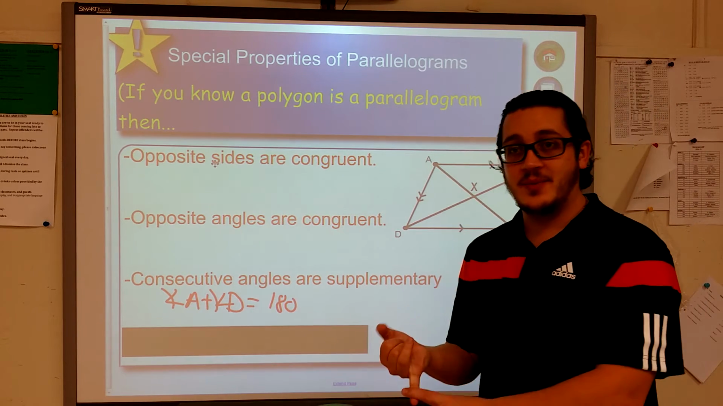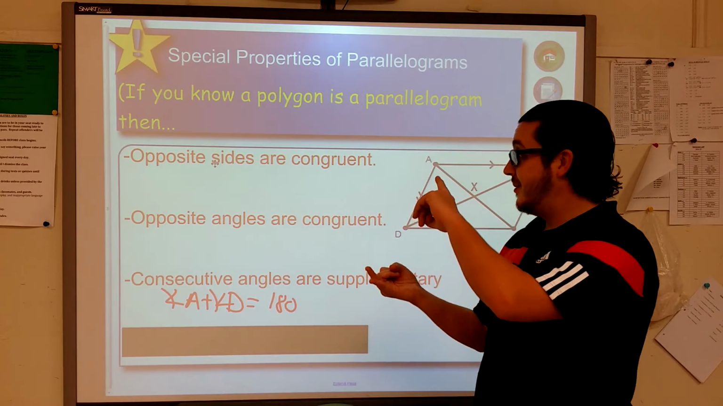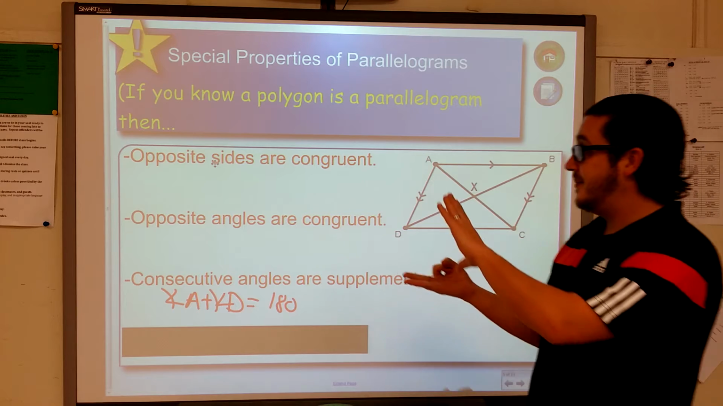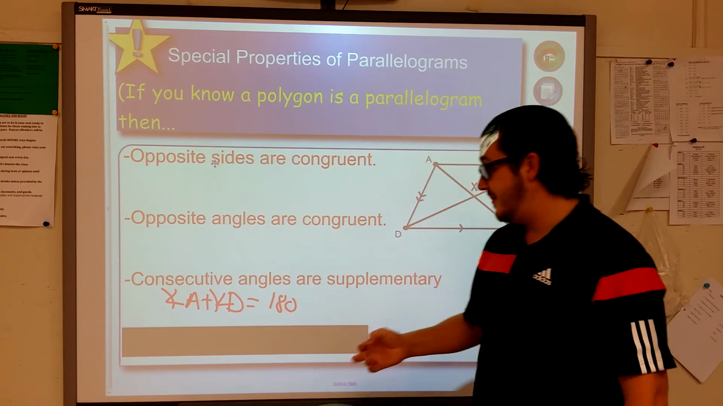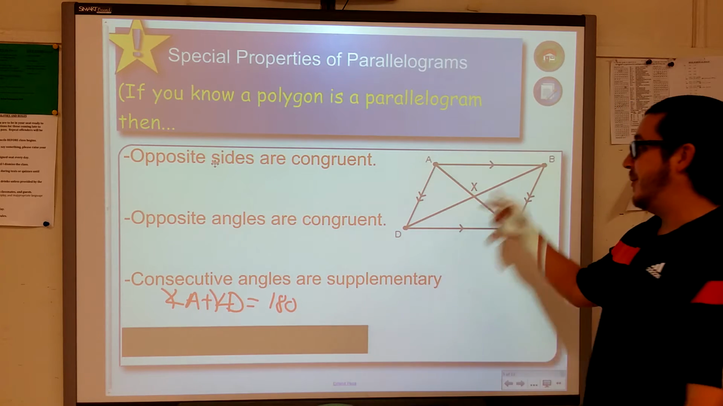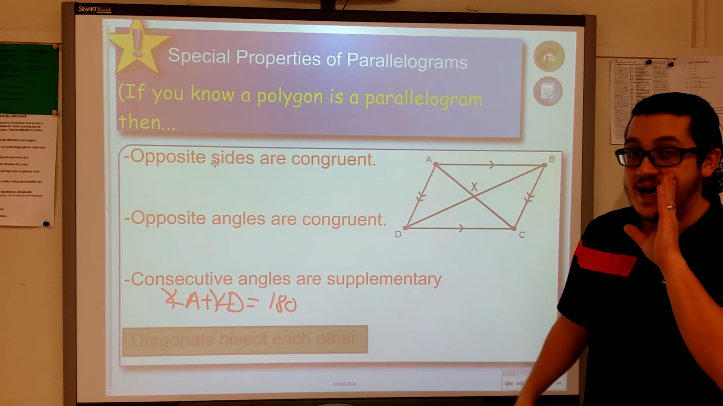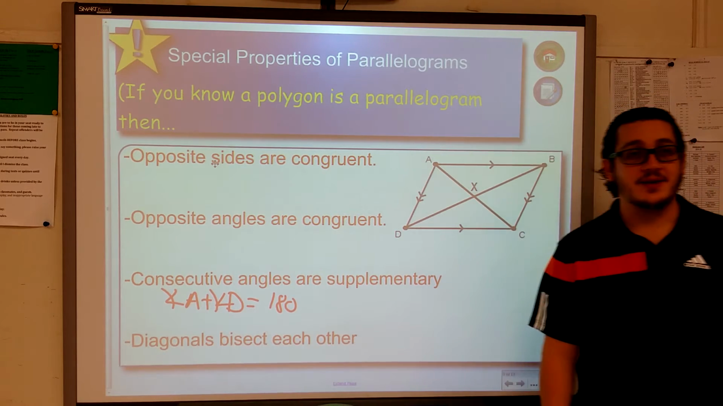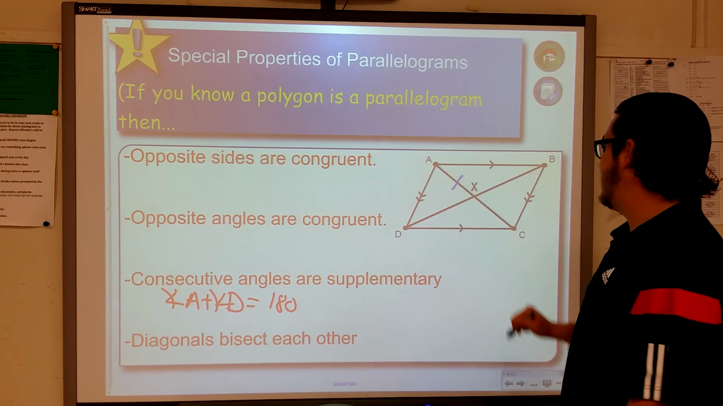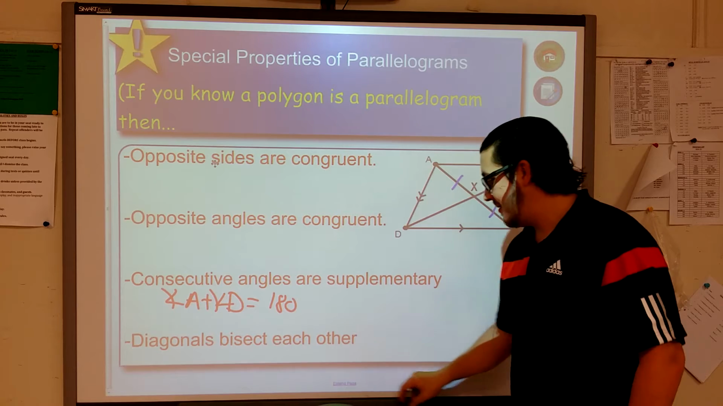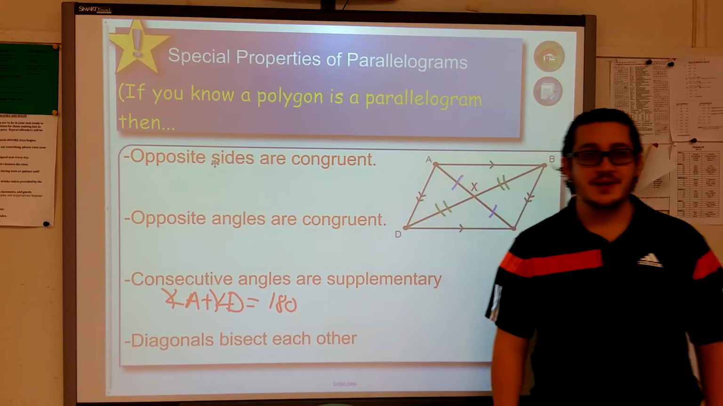So, parallelogram, opposite sides are parallel. That's the definition. We have opposite sides congruent in a parallelogram, opposite angles congruent, and consecutive angles are supplementary. Last but not least, you have to be wondering, well, what's up with these lines here in between, cutting in between those diagonals? Diagonals bisect each other, cut each other in half. Which means that AX is congruent to CX, and DX is congruent to BX. 2 little parts here are congruent to each other.